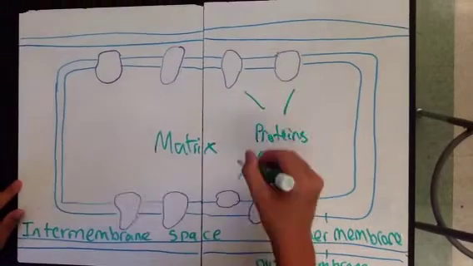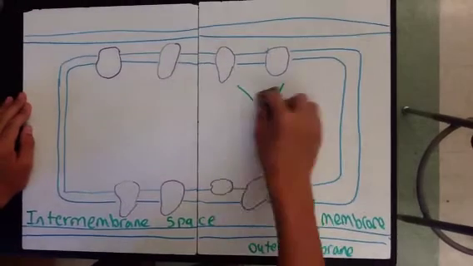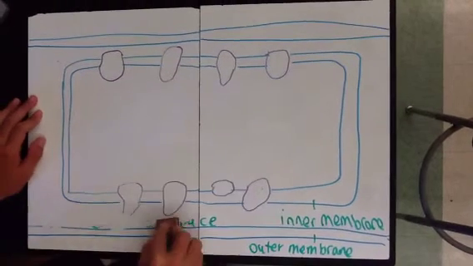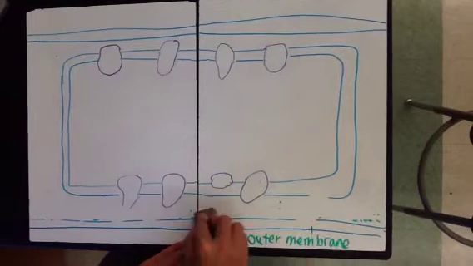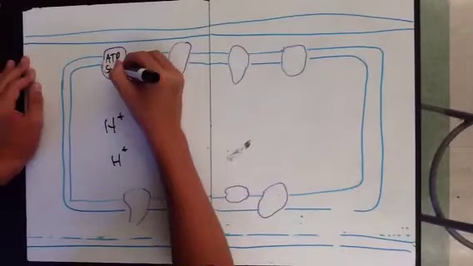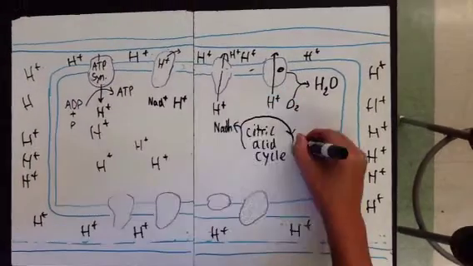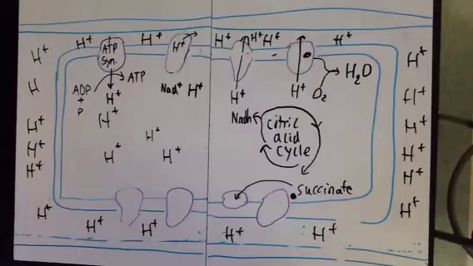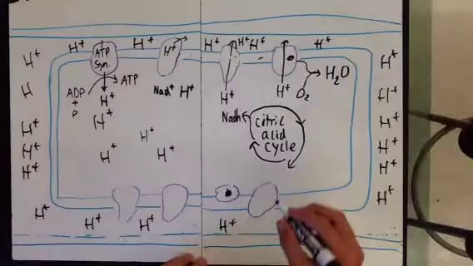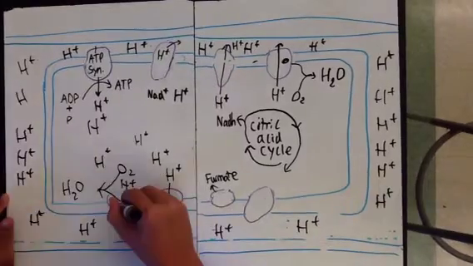And now all these things that we're labeling are just proteins. They're important for the process. Now that we're going on to the citric acid cycle, you're going to see that it creates succinate, which is going to power the bottom here. So succinate is going to go into the protein. Fumarate is going to come out, and then it goes through, and H2O is produced.